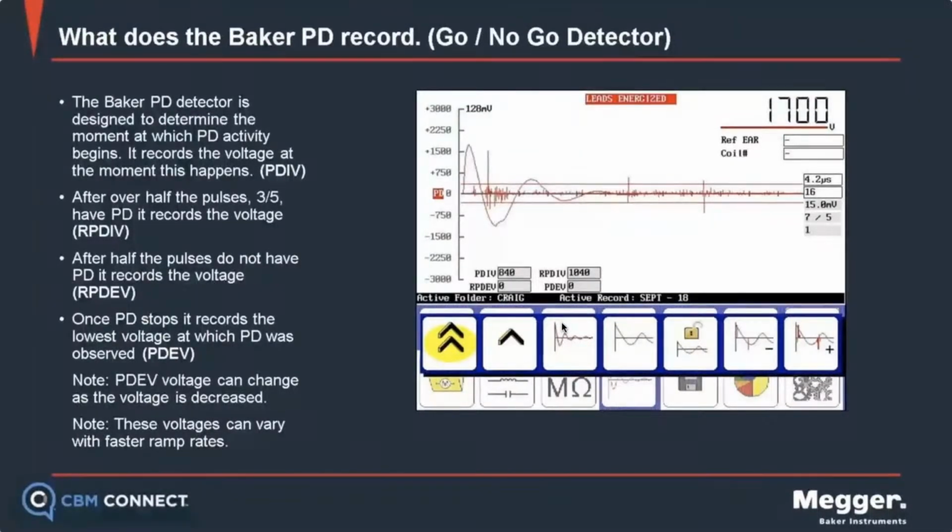Now, typically, this is a voltage that's going to be a little bit lower than where it may have started, because once the activity begins, ionization is present, it's a happy environment. It's more readily going to occur. So it's not uncommon to have a repetitive extinction voltage that's lower than the voltage at which partial discharge was initiated.